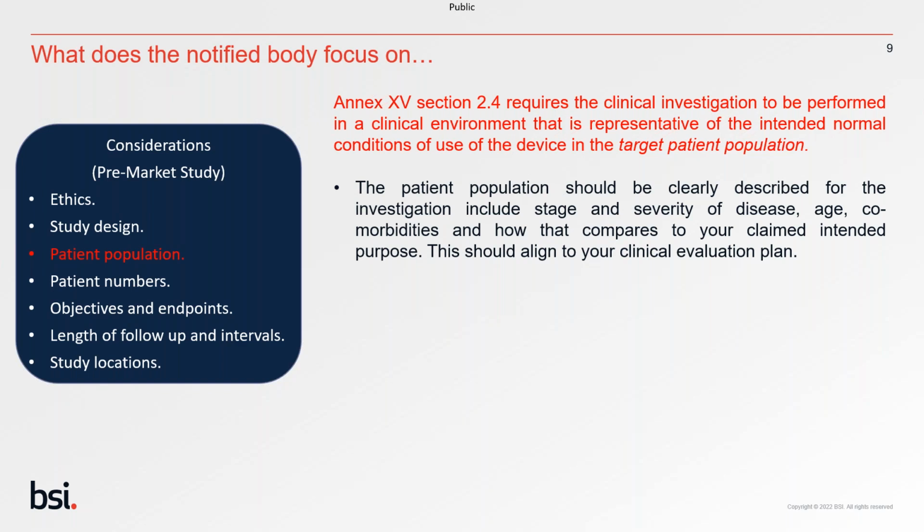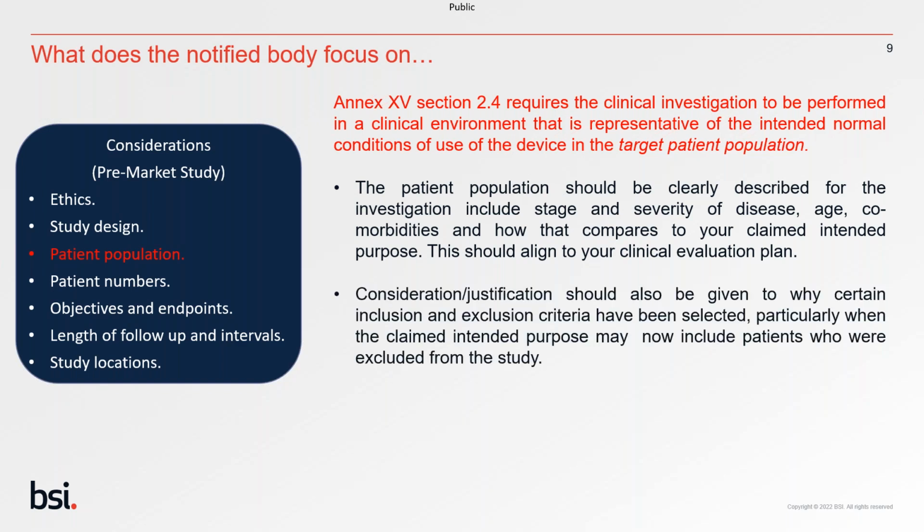And really, this patient population selection should align to what you had demonstrated in your clinical evaluation plan. There should be that consistency: in your clinical evaluation plan, you identify this specific patient population, and within your study design, you've enacted that and followed that through. Consideration and justification should always be given to why certain inclusion exclusion criteria have been selected. I think that's one of my bugbears with clinical investigations, is often the inclusion and exclusion criteria is very strict and doesn't really reflect what is going to happen to the device when actually placed on the market.